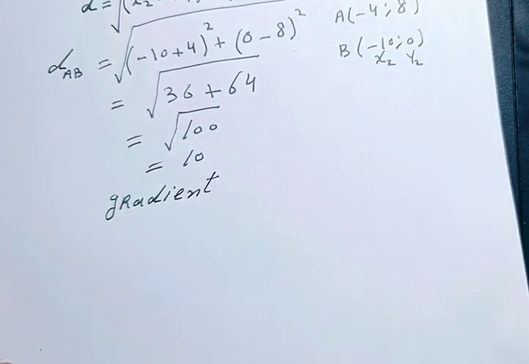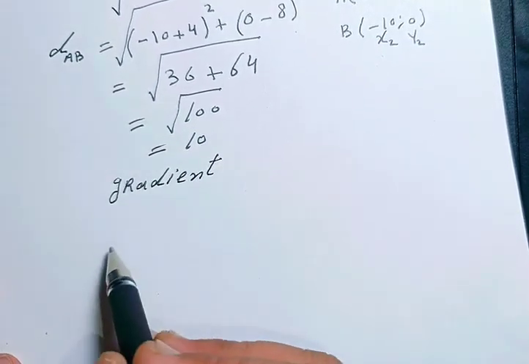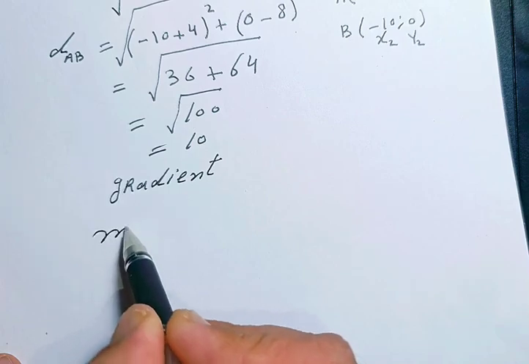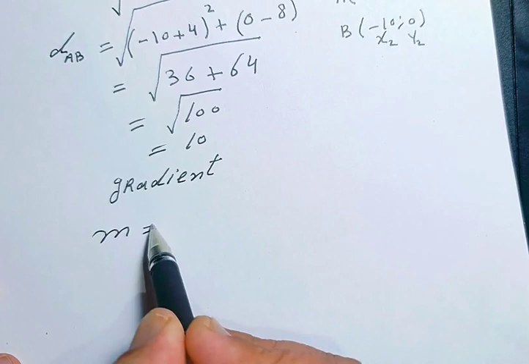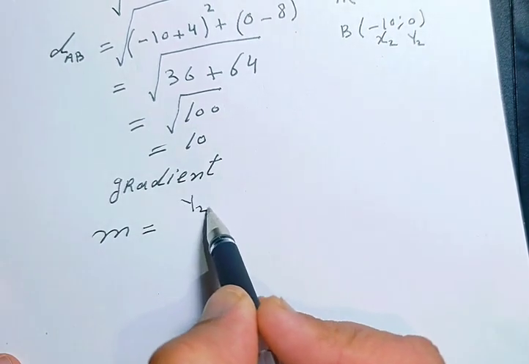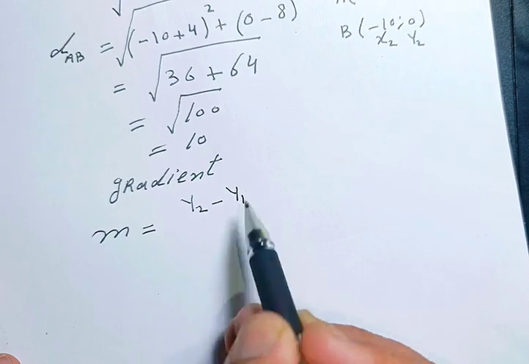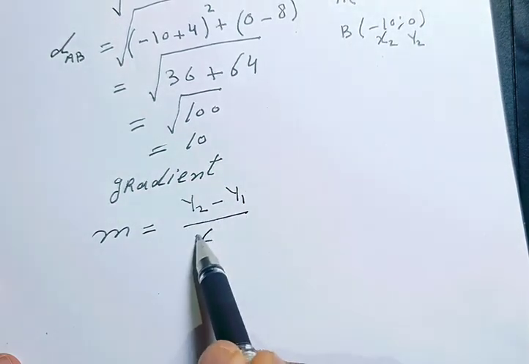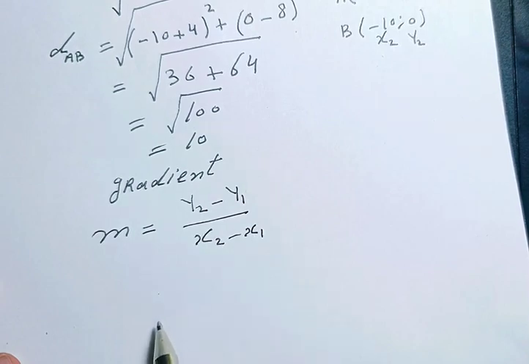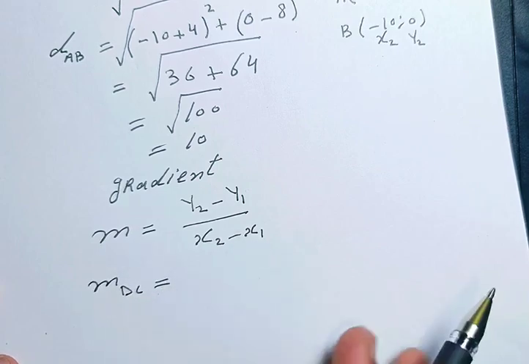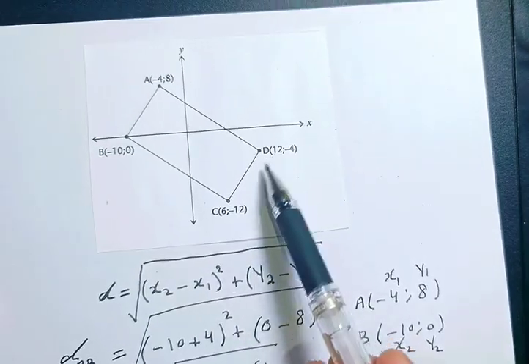Gradient, how to find this one? So the formula is m, and the gradient formula is y2 minus y1 over x2 minus x1. This is the gradient formula. You're also going to find it on the information sheet. So the gradient between D and C.